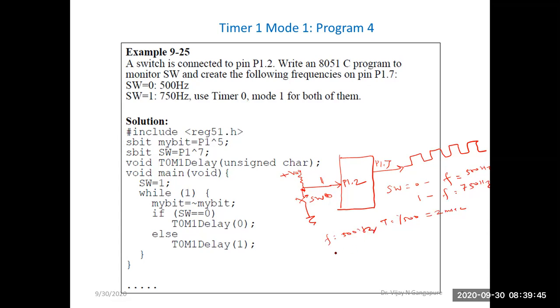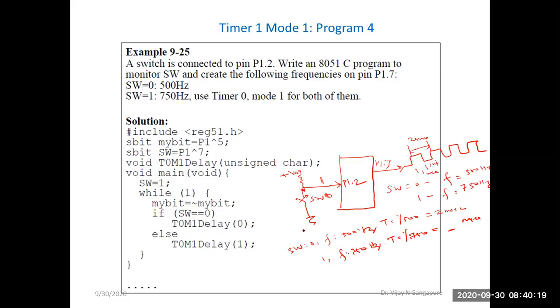This is when switch is equal to 0. When switch is 1, f is equal to 750 hertz, means time period will be 1 upon 750. For example, suppose switch is 0, that means we want the time period of this square wave to be 2 millisecond. And this half should be 1 millisecond, isn't it? And this half should be 1 millisecond.